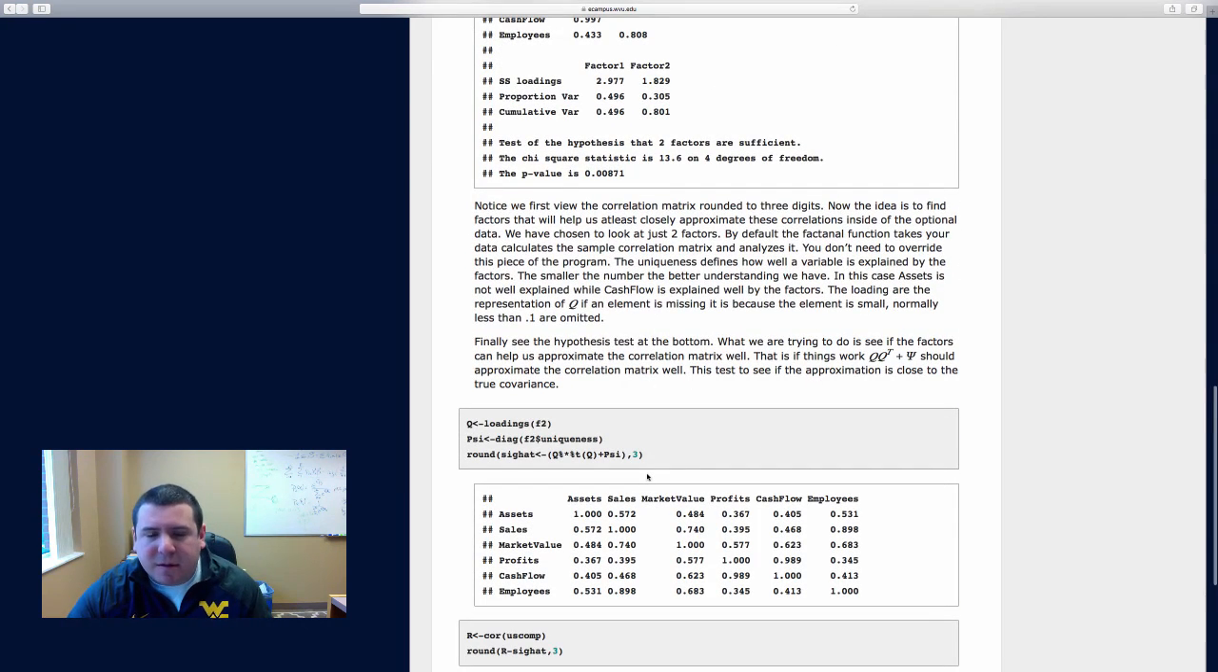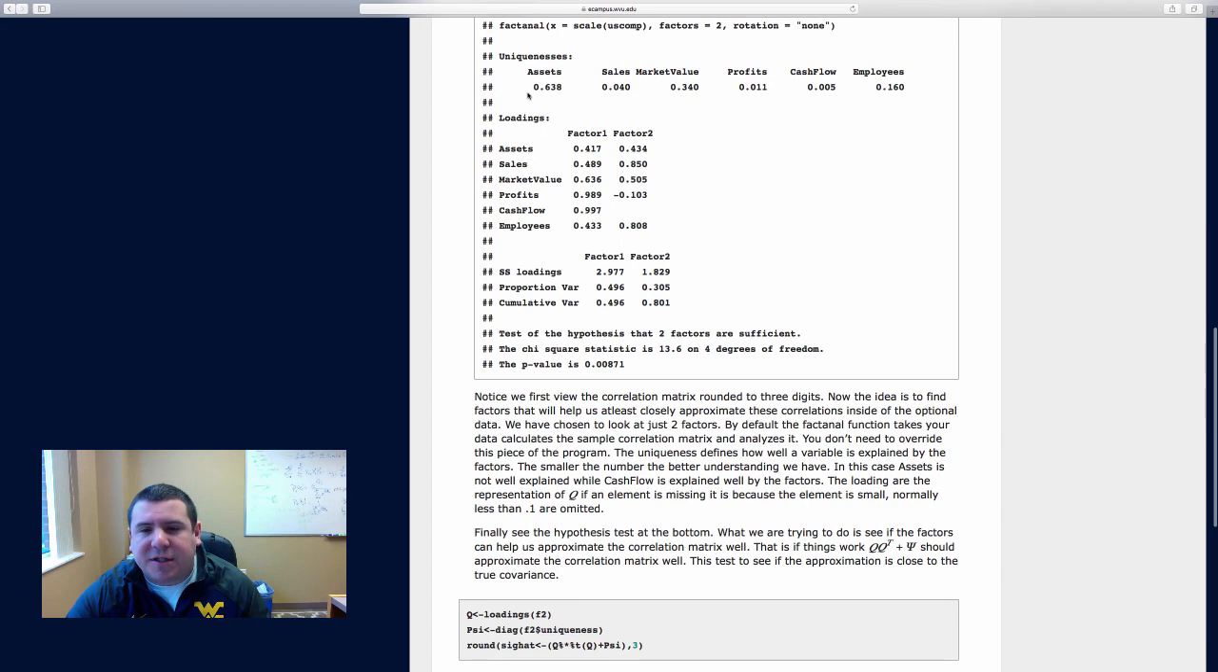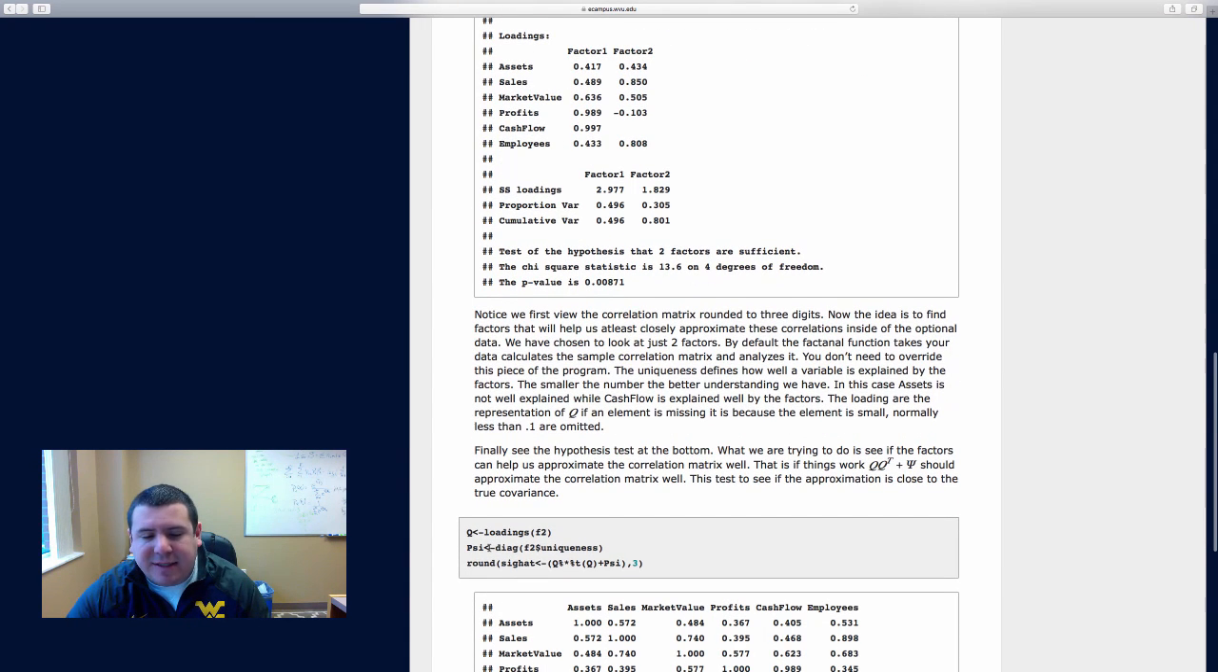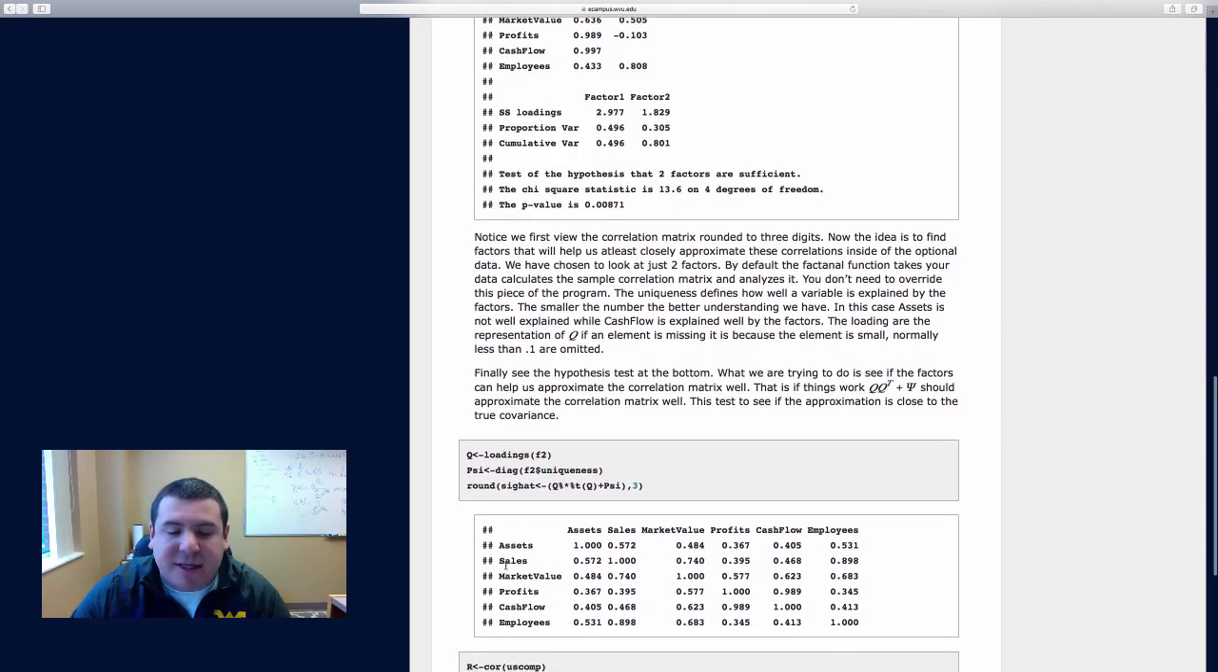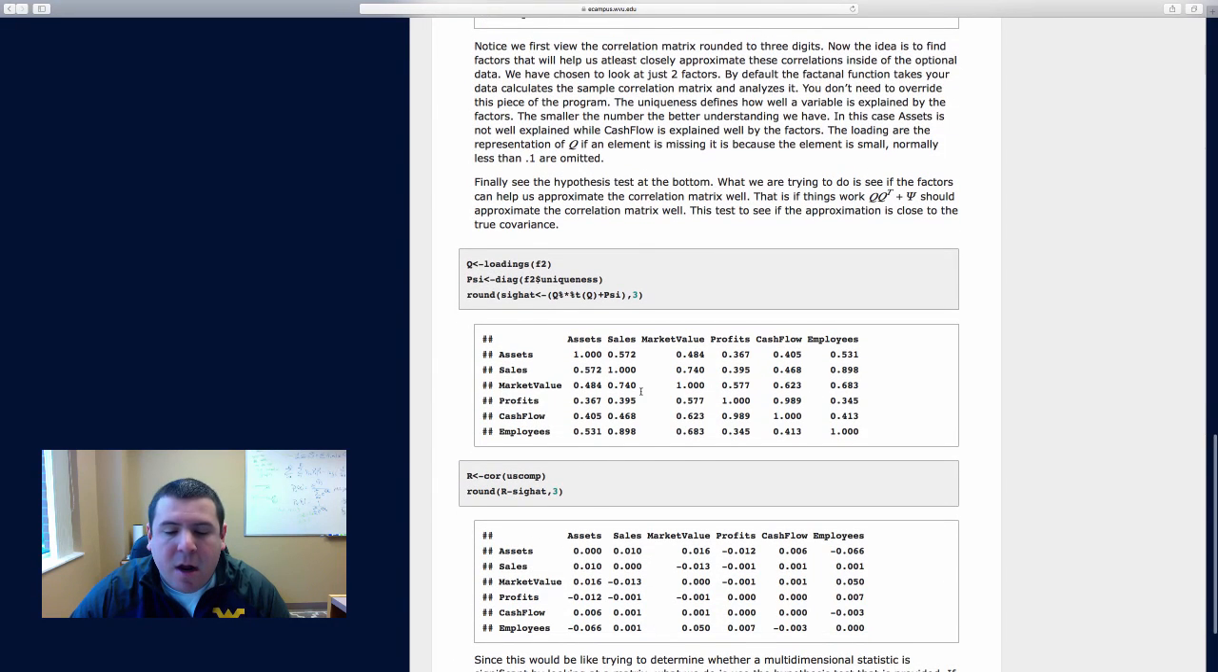So let's look and see what this did. Now, this uniqueness up here, that's your psi, right? So I created a diagonal matrix of psi. I took Q and called it my loadings. So I'm going to say my estimated covariance matrix is this thing right here. Now I want you to take a look at this, guys, because this is actually fairly important. This is the difference. What I've done is I've recreated my sigma hat. I call this sig hat. This is my estimated covariance matrix.